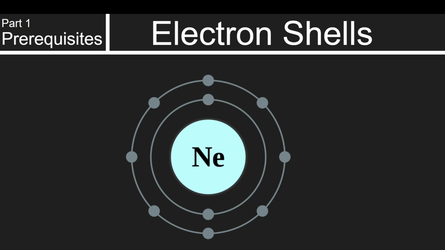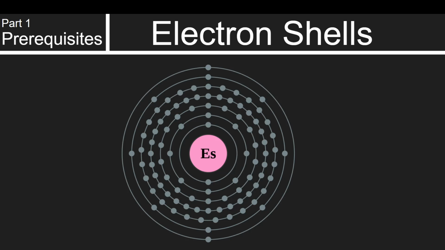So it'll have 10 protons in its nucleus, and then you can see if you count there are 10 electrons on the rings around it. And here, the Bohr model can be quite confusing. Here's an example of Einsteinium, the 99th element.